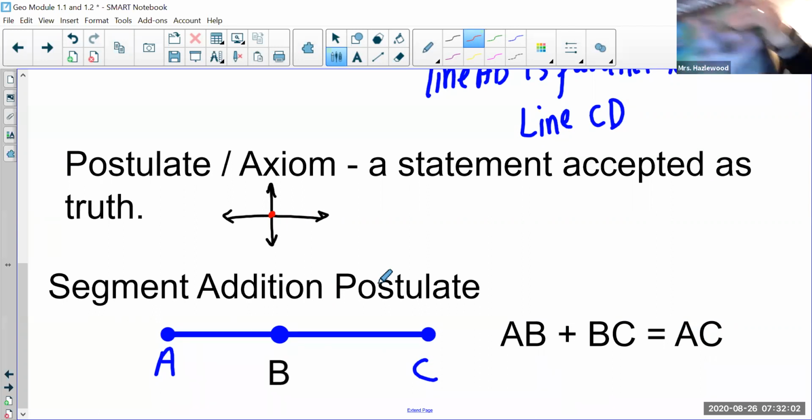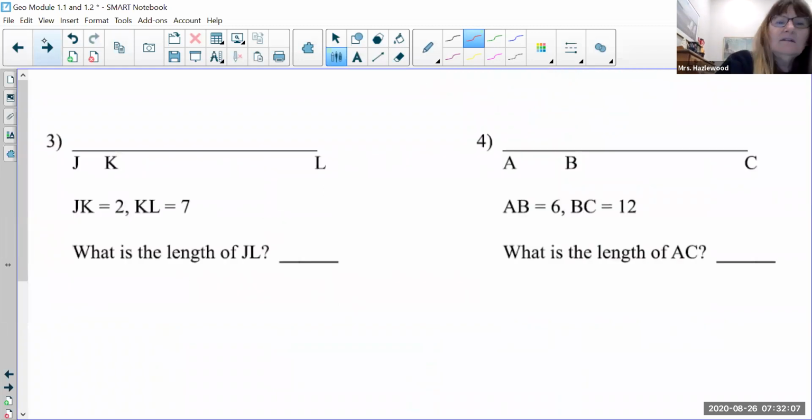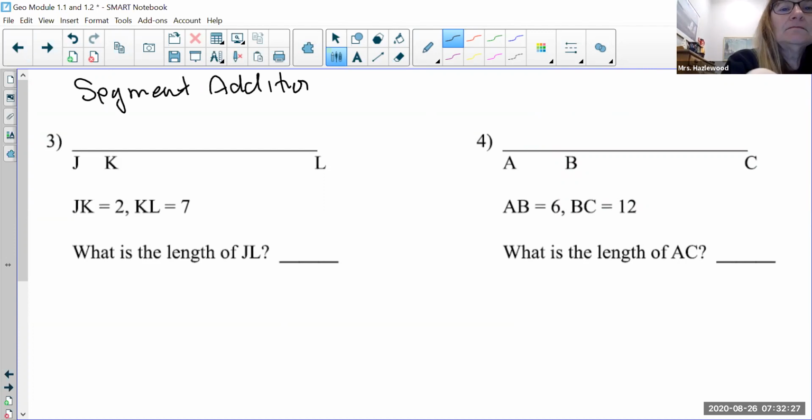All right, so let's go to the next idea. So this is the segment addition postulate. So that's what this is. So you're going to just put these in your notes. And you have that on the other page, so you don't need it on the top of yours. I don't know if you're taking notes or not.